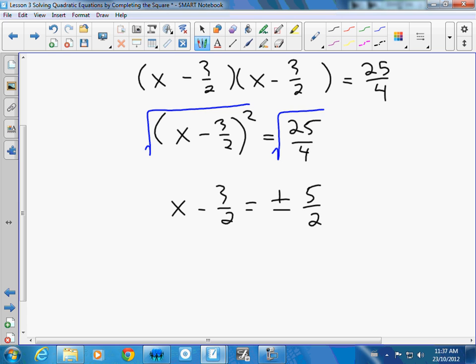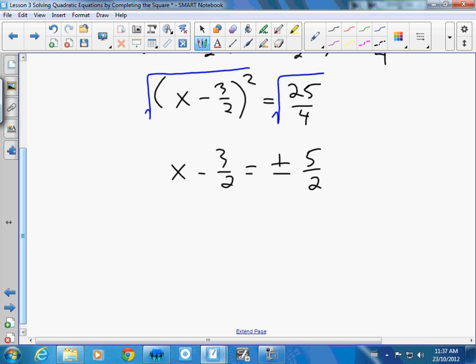If you changed it to a decimal, you'd have a really ugly number. You'd have, what, 6.25 or something like that? That's 6.25, right? Horrible. That's way easier to work with. Now, how many possible answers are in this case? This one plus that, and this one minus that. Okay, so first off, let's move the negative 3 over 2 over to the other side. So x equals 3 over 2 plus or minus 5 over 2.